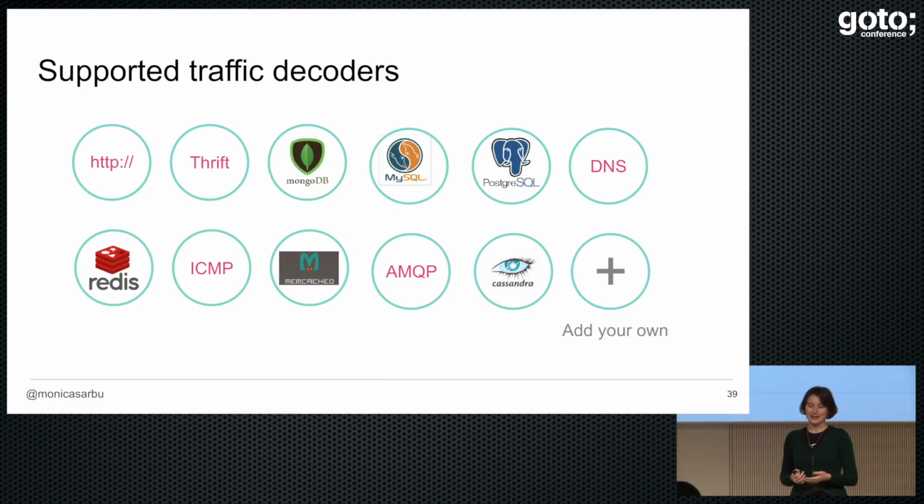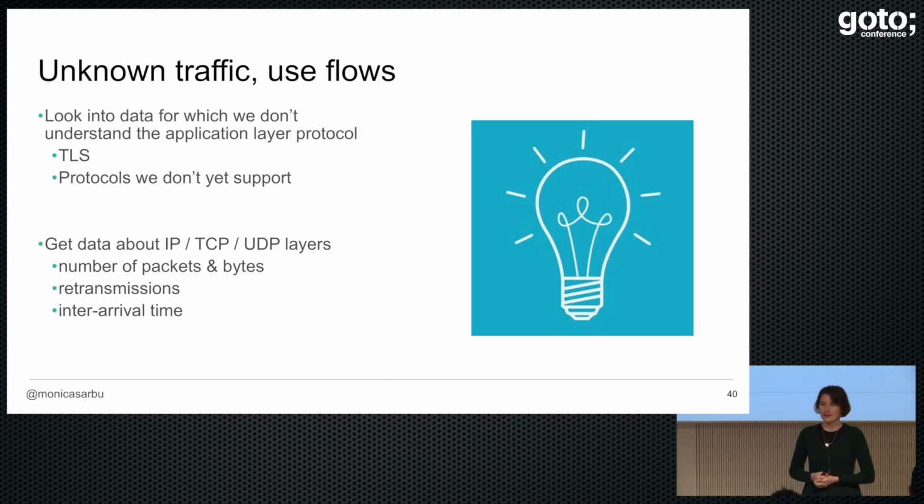And if you want to add a new one, you can also create your own module in Packetbeat to have support for a new decoder. In case the traffic exchanged between your services is encrypted, or in case there is no decoder for that traffic, you can still have visibility into your traffic by using flows. Flows will give you a few details about your traffic, like the source and the destination, the number of packets exchanged between the source and destination, and also the number of bytes, and a few other details.